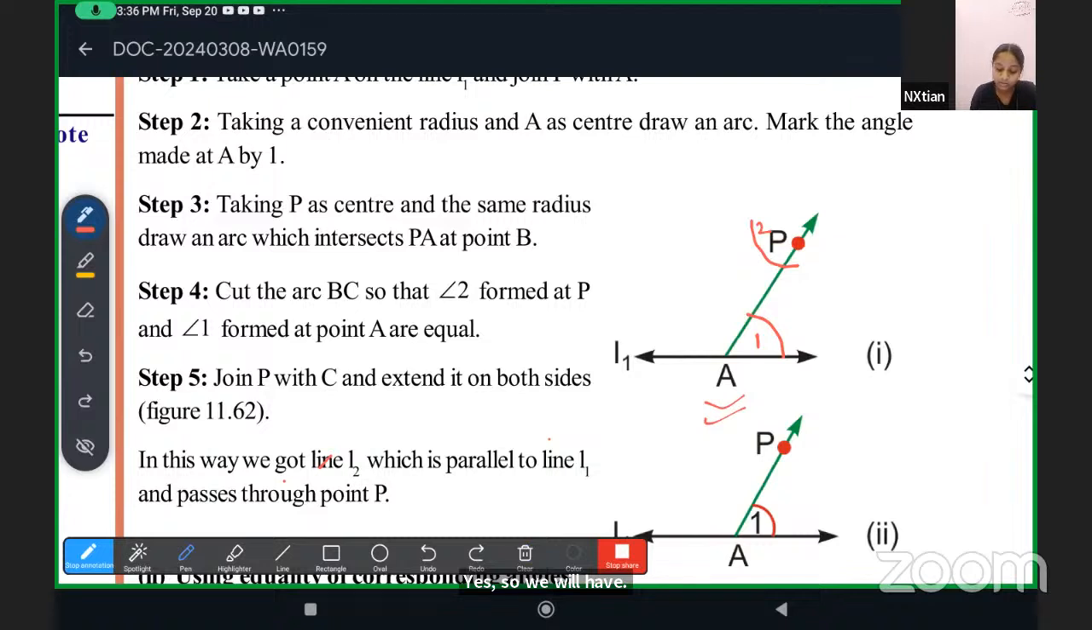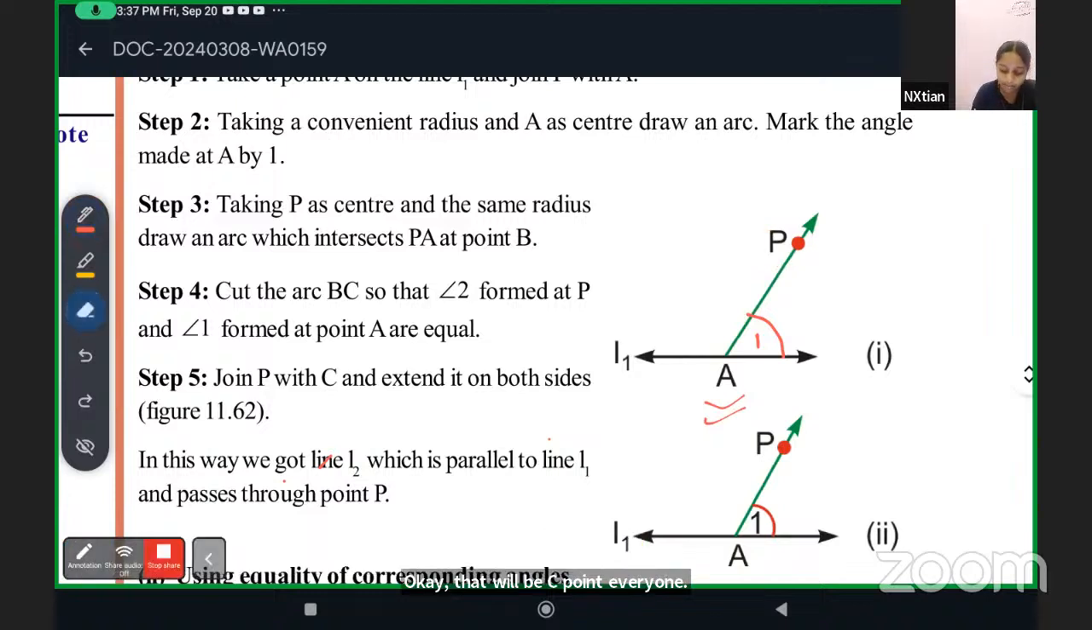Okay, now, ma'am, got the parallel line. Okay, so Edric, show yours once. Correct. Now, Edric, where your arc is touching L2, name that point C. Okay, ma'am, C. That will be point C, everyone, where your arc is touching.